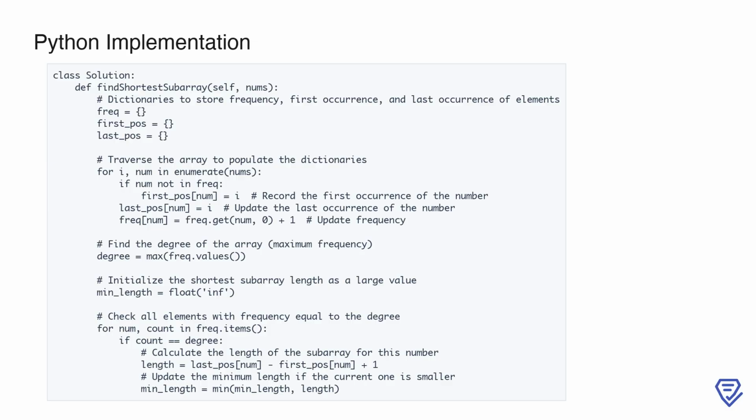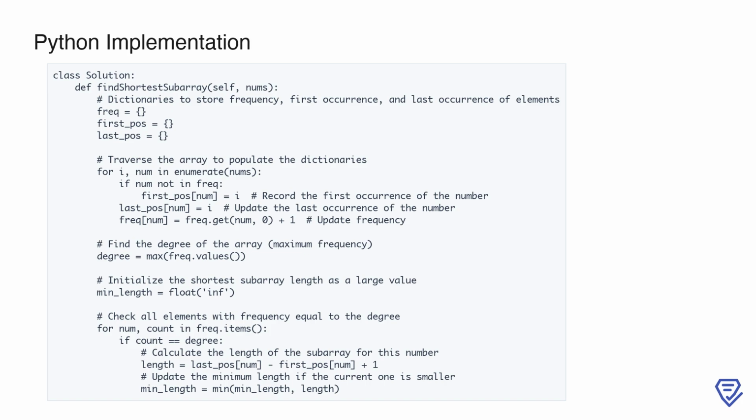From here, we calculate the degree of the array, which is the maximum value in the frequency dictionary. This represents the highest frequency of any single number in the array. We then initialize a variable min_length with a very large value to track the length of the shortest subarray that meets the degree condition. To find this shortest subarray, we iterate through each number in the frequency dictionary.